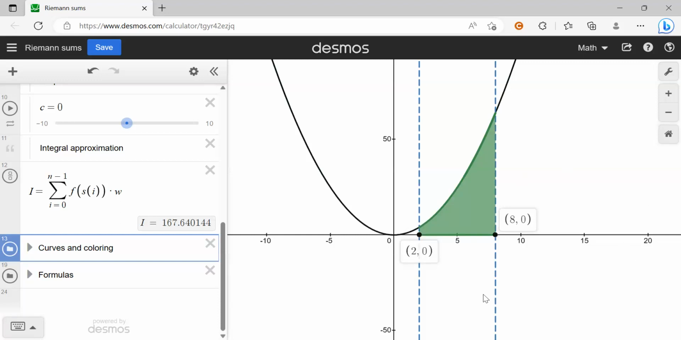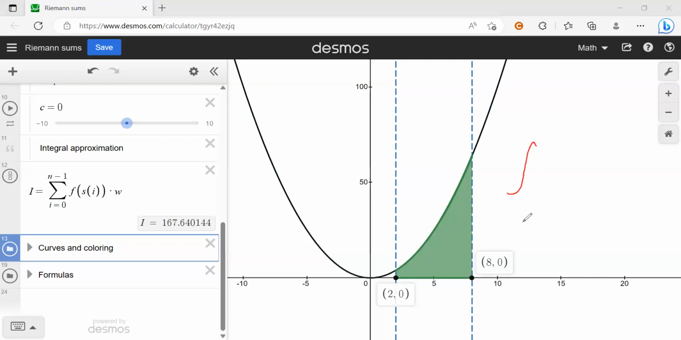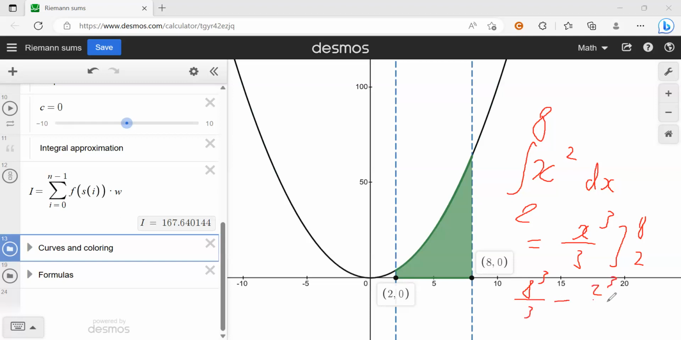From x equals 2 to 8, of what function? Of x squared, then dx. Okay, good. This will give you the exact area. Let's just calculate it straight away. X squared, integrate, you get x cubed over 3, sub in the 8, sub in the 2. So in this case, 8 cubed over 3 minus 2 cubed over 3.